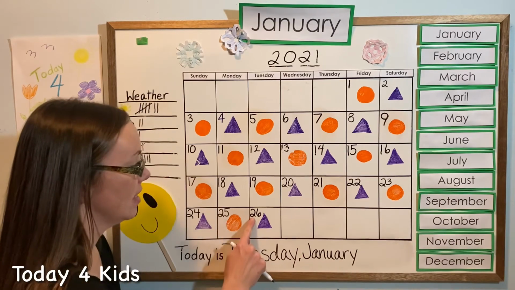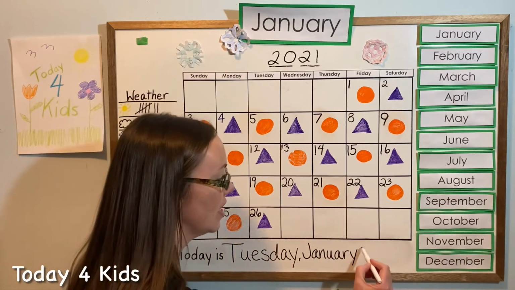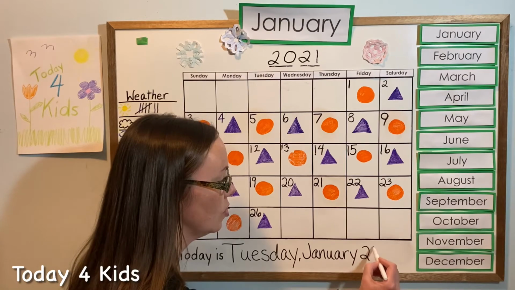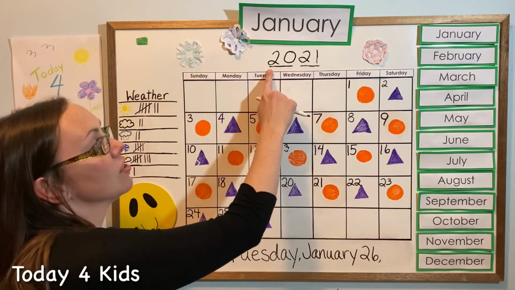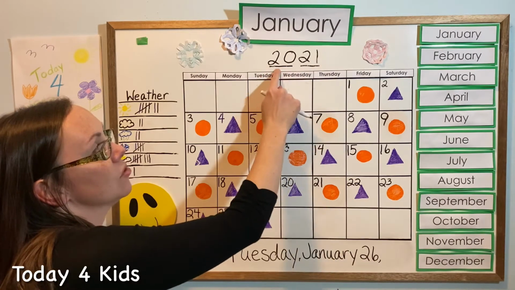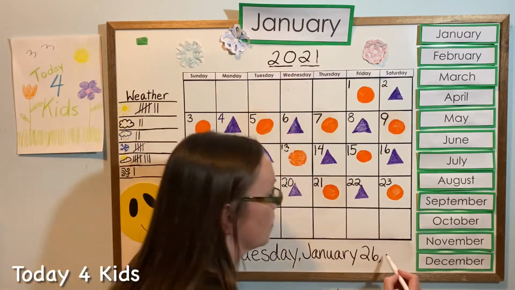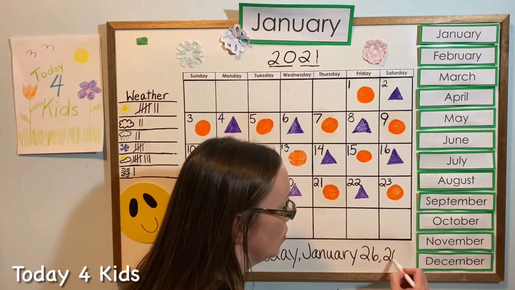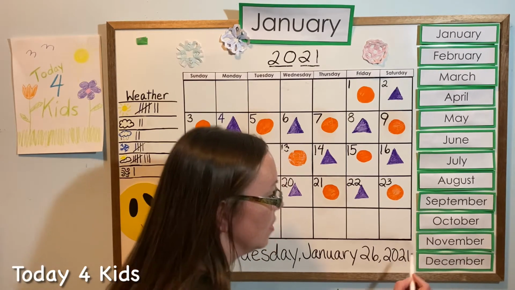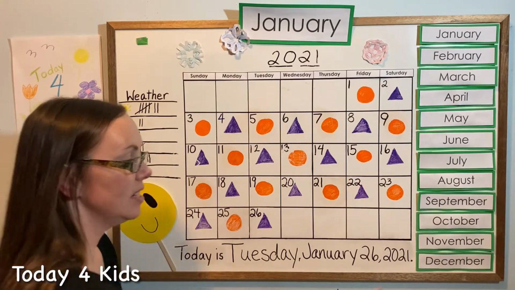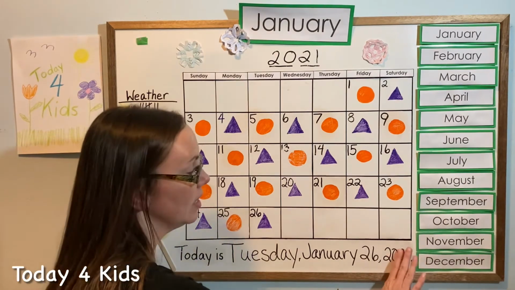January. And the number is 26. So put January 26th, 2, 6, comma. And then we're going to put in the year 2021. 2021. Period. So the period tells us to stop talking. We're not going to read any more.